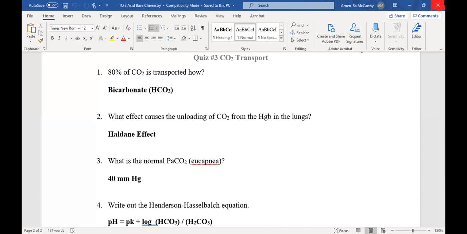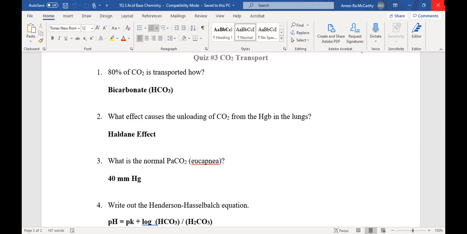Number 1, 80% of carbon dioxide is transported how? As bicarbonate. Number 2, what causes the unloading of carbon dioxide from the hemoglobin to the lungs? The Haldane effect, because we said the Haldane effect is oxygen's effect on CO2. So that is the Haldane effect.